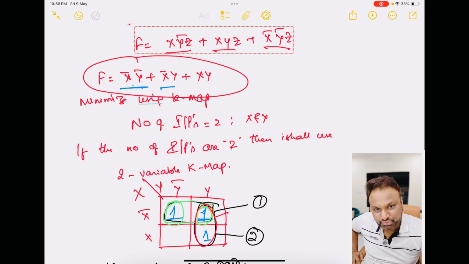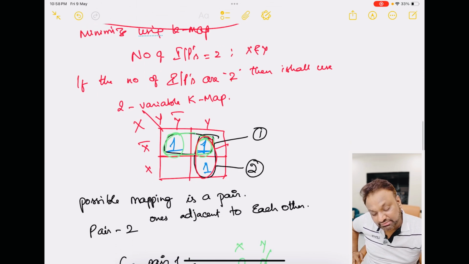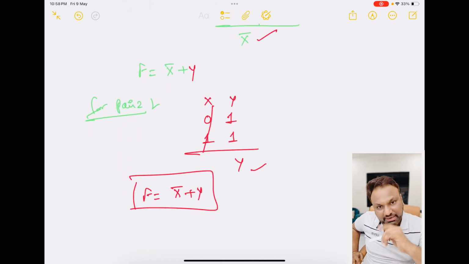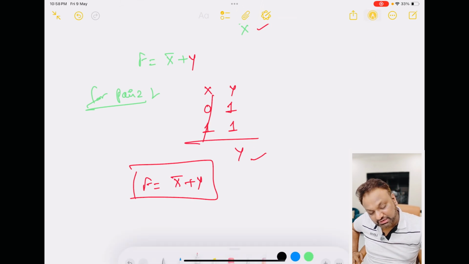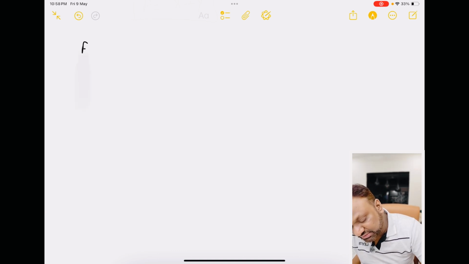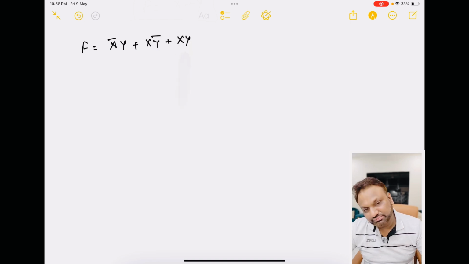Here we didn't use any Boolean postulates. Directly by using a simple KMap, we have minimized it to x bar plus y. Now let us try to see another example for your convenience. So f is equals to x bar y plus xy bar plus xy.